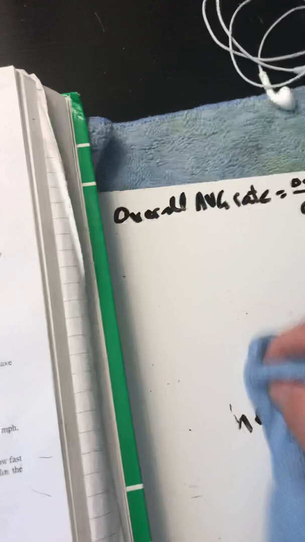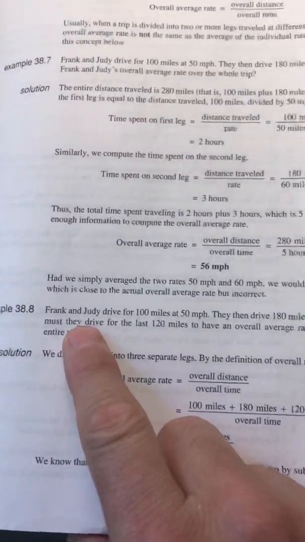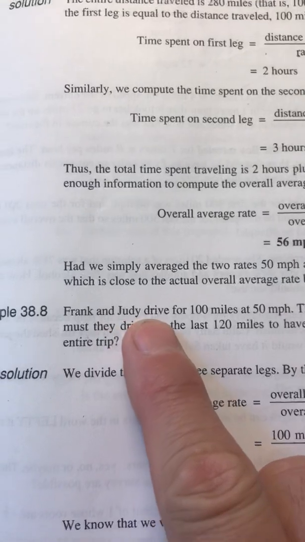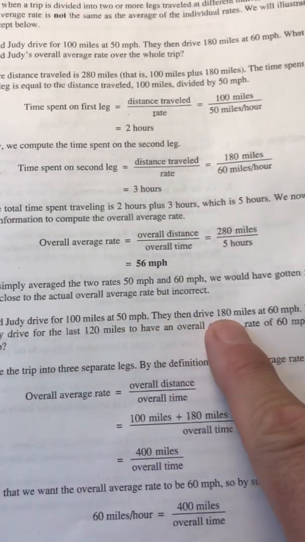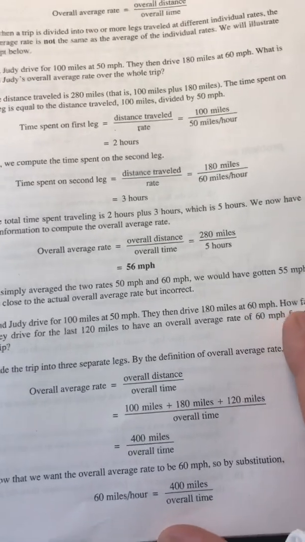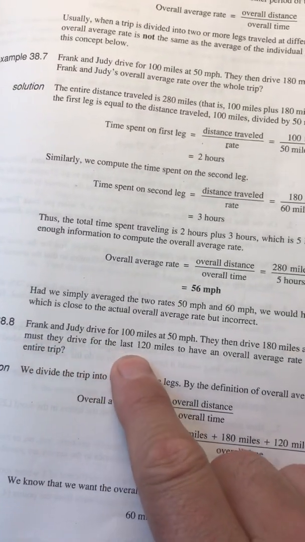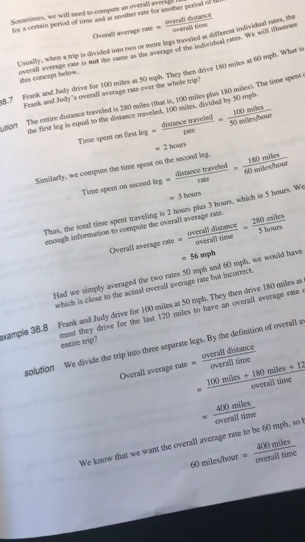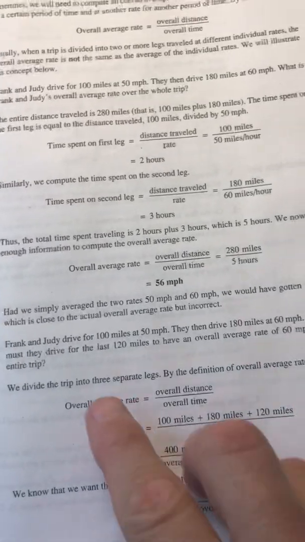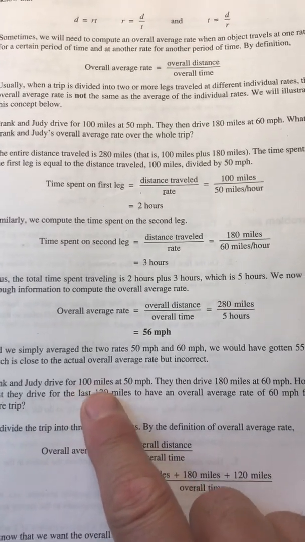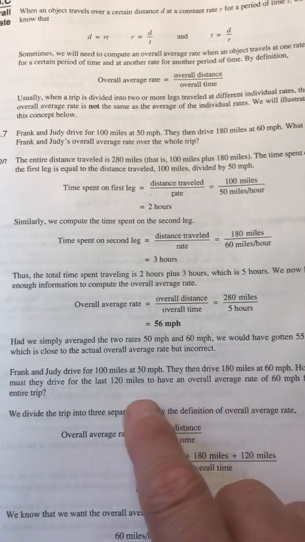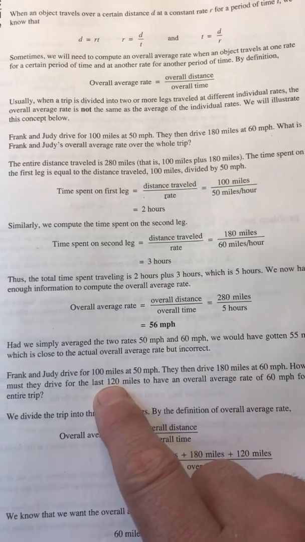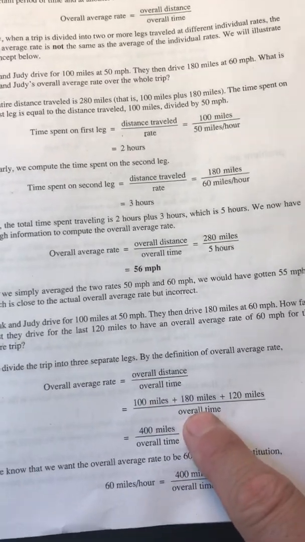This other example, this one's more difficult, okay? This one's a little bit trickier. Let's take a look at this guy. Frank and Judy do a lot of driving. Frank and Judy drove for 100 miles at 50 miles per hour. They then drove 180 miles at 60 miles per hour. How fast must they drive for the last 120 miles to have an overall average rate of 60? Overall 60. Well, we know their overall distance. It's 100 miles, 180 miles, 120 miles. So that is a total of 400 miles, right?